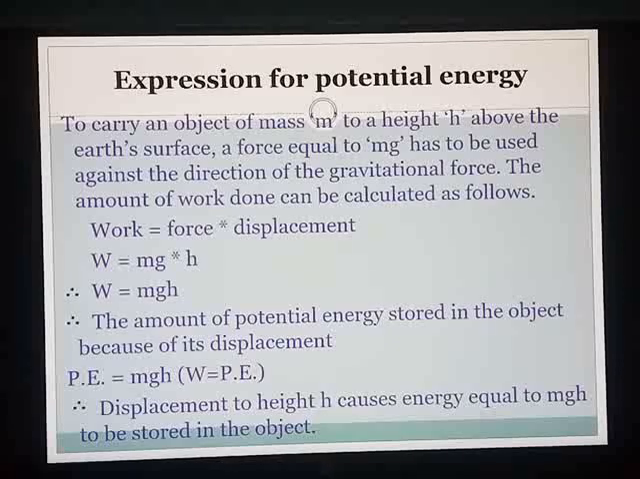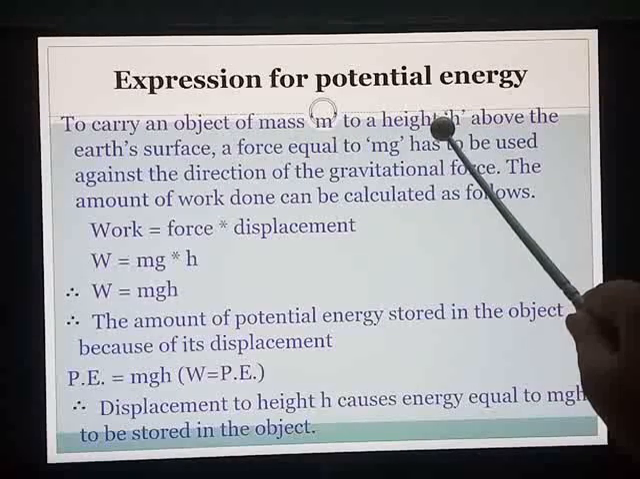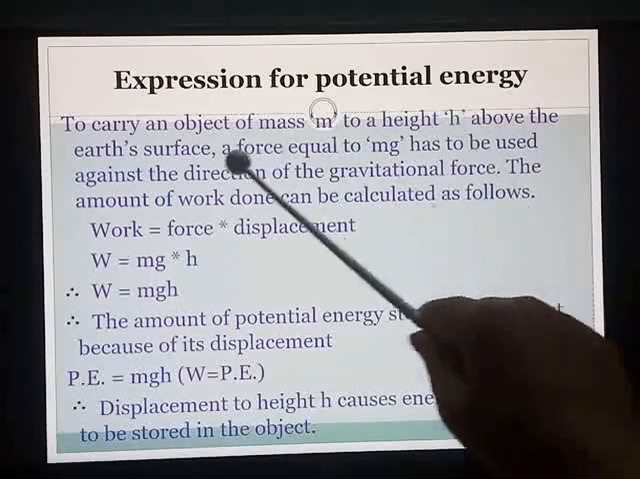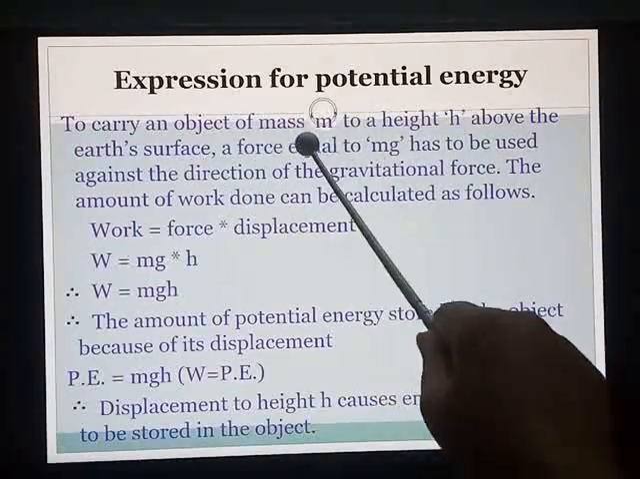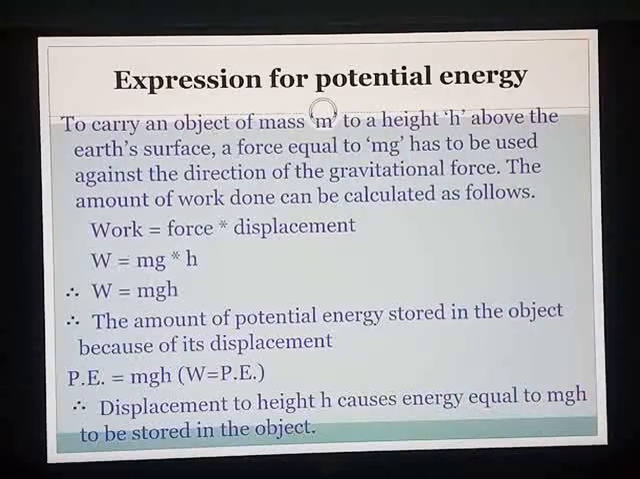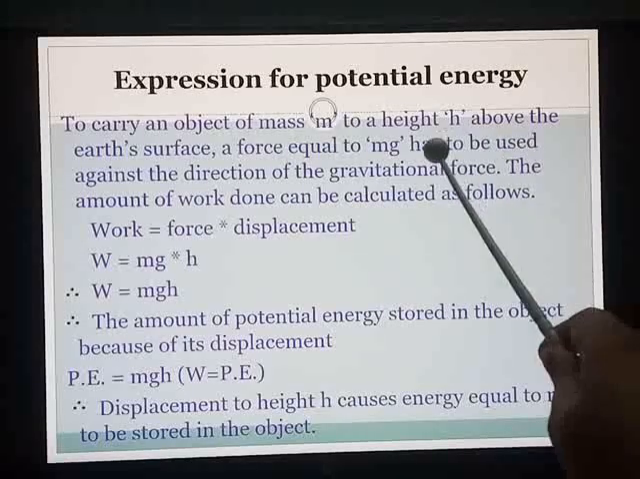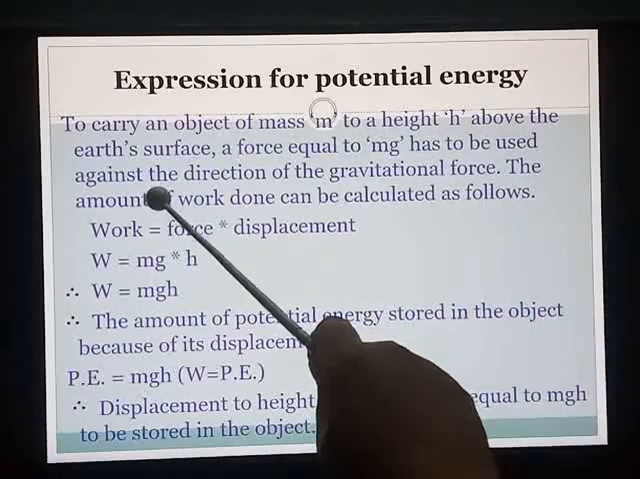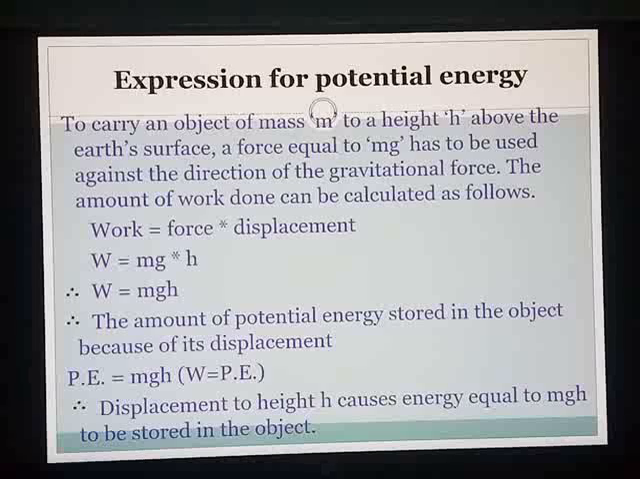Now here you are going to derive this energy which is stored due to a certain position of the object. So we are taking it to a certain height h above the earth's surface. A force which is equal to m multiplied by a. Now here why is g taken? Because the acceleration which is acting here is acceleration due to gravity, so that is represented by small g. Has to be used against the direction of gravitational force.